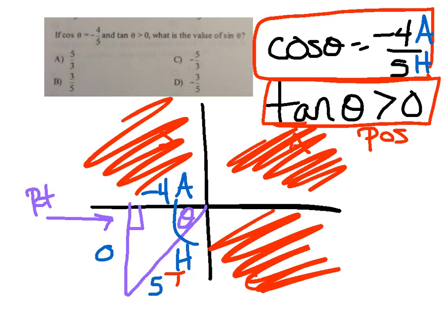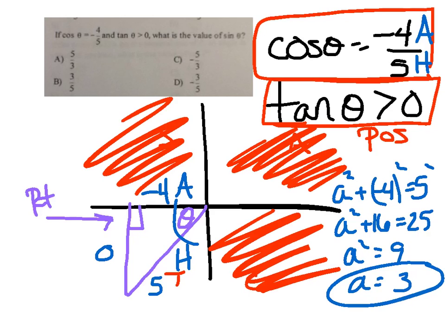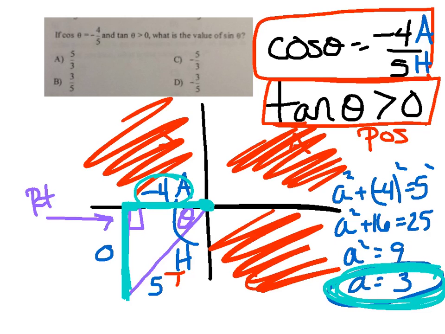I need to go get my missing side. So I've got A squared plus -4 squared equals 5 squared. A squared plus 16 equals 25. A squared equals 9. A equals 3. Now here's the catch. Don't fall for this. In your picture, this value, does it make sense that this is -4? Did you go from the origin left 4? So -4 makes sense. What would you have to put on this side? Would you put a +3 or a -3? Even though you got +3 as an answer, you have to be smart enough to say, my picture is going down. That's got to be a -3.